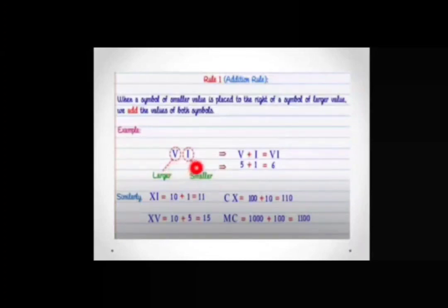I know the value of V. I know the value of I. V stands for 5 and I stands for 1. So when I add, I get the value 6. So 6 is written as VI. We can go through the examples given here. So when a smaller letter is written after a bigger letter, it means addition.